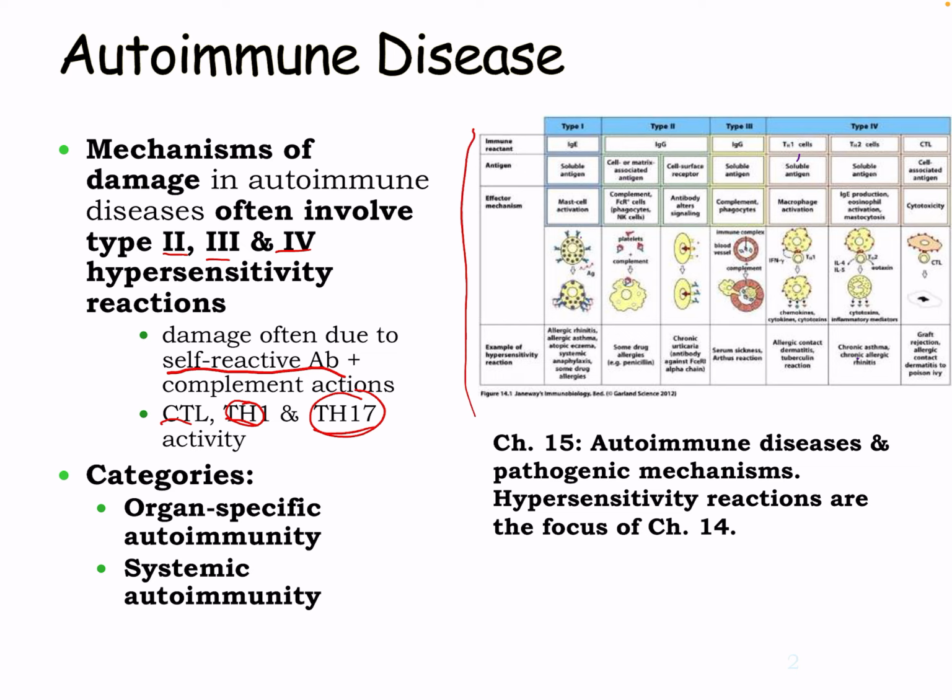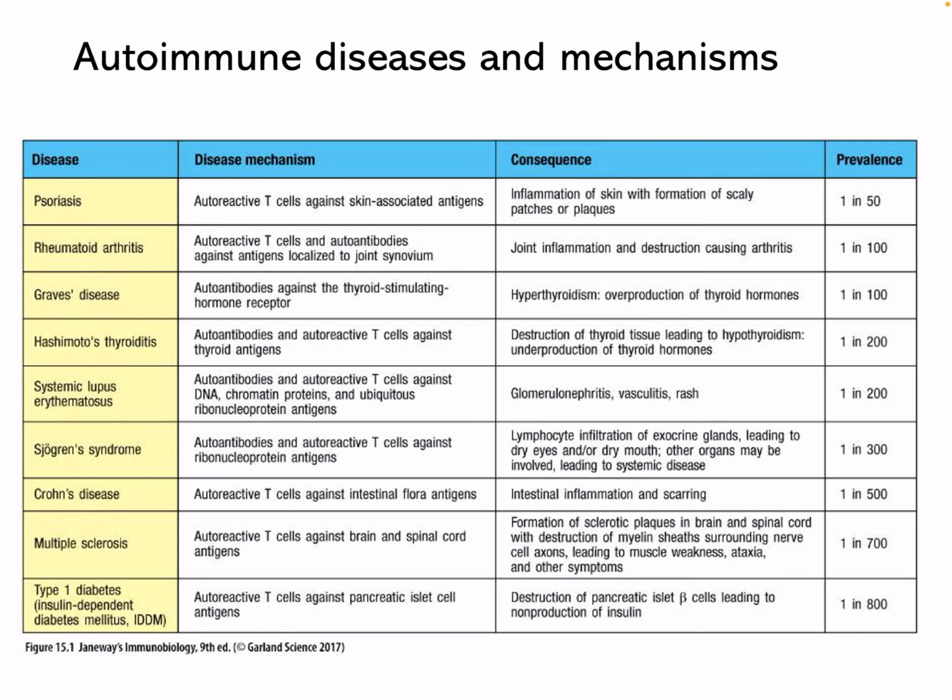So we have different categories of autoimmune disease. We have organ-specific autoimmunity and systemic autoimmunity. If you go to the Janeway's textbook, chapter 15 is on this, and chapter 14 as well. So we'll go through some of these in more detail, but here's essentially the main list of all the different diseases and mechanisms. So again, we've probably heard of a lot of these, such as psoriasis, rheumatoid arthritis, Graves' disease, Hashimoto's thyroiditis, systemic lupus erythematosus, Sjogren's disease, Crohn's disease, multiple sclerosis, and type 1 diabetes.